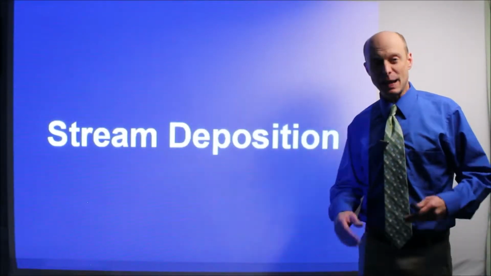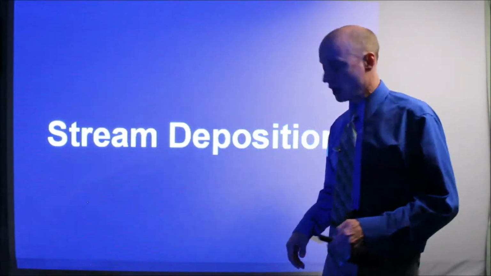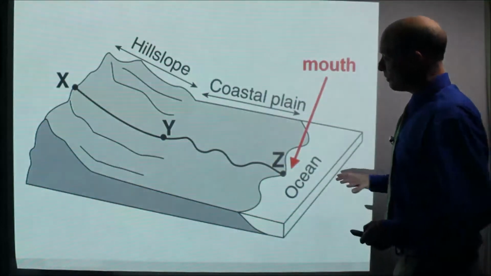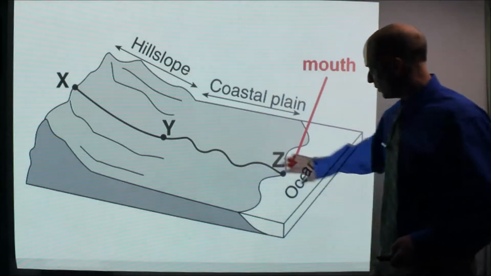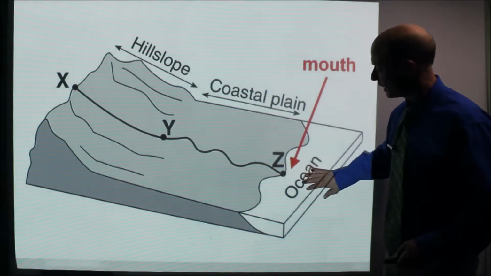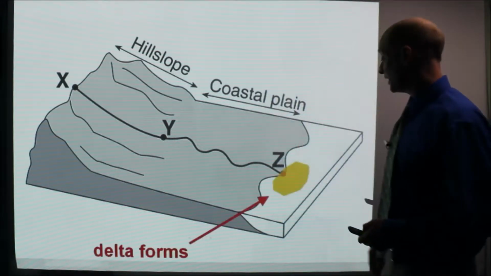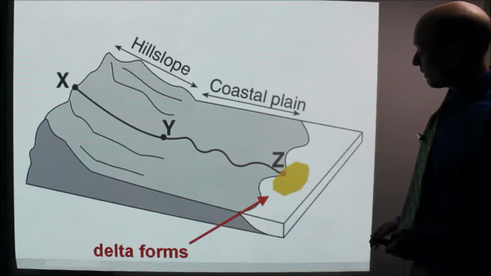Stream deposition, deposition of sediments by streams. Let's go. So you have deposition here, where this river flows into the ocean. In this case, that's the mouth of the stream, and that's where you have a lot of deposition. The thing that you often get forming in the area is called a delta.